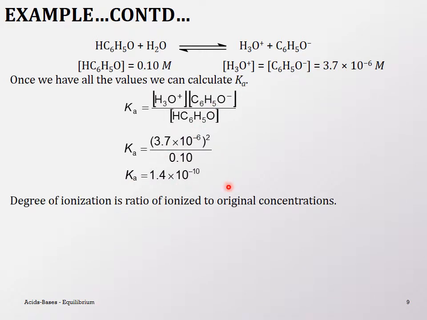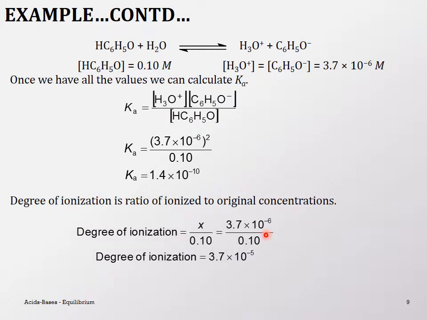Once you have the Ka value, then you can go ahead and calculate the degree of ionization from the original concentration. And so the degree of ionization is 3.7 times 10 to the negative 6 divided by the original concentration. Now for the degree of ionization here, you just needed to know the inverse log of the pH. You didn't really need the Ka for that, but this is part of our problem, so we'll just calculate that anyway. And so the degree of ionization is this much, 3.7 times 10 to the negative 5. That is the degree of ionization.